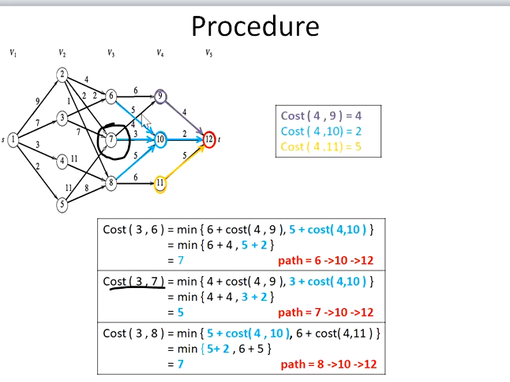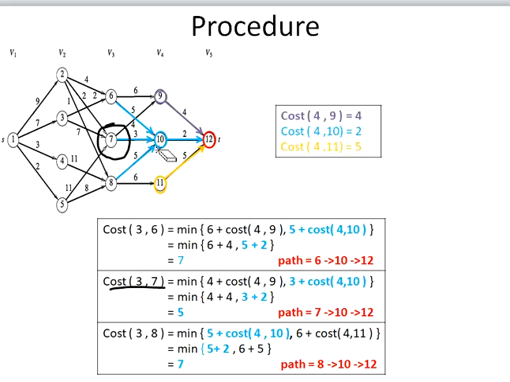From 7 to reach 9 is 4. 4 plus the cost of 4 to 9 is what? It is 4. So the cost of 4 to 9 is 4, and the present cost from 7 to 9 is 4, so it is 8. Next, the cost from 7 to 10 is 3 plus the cost of 4 to 10, which is 2, so this is 5. So amongst these two, 8 and 5, we got 5 as the minimum cost.